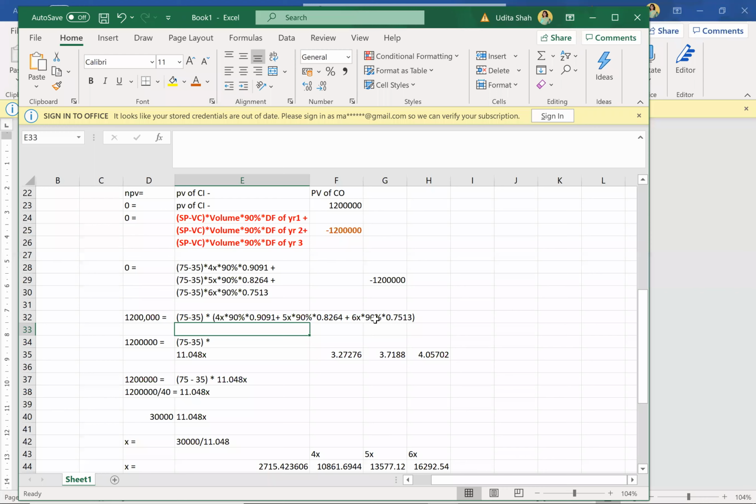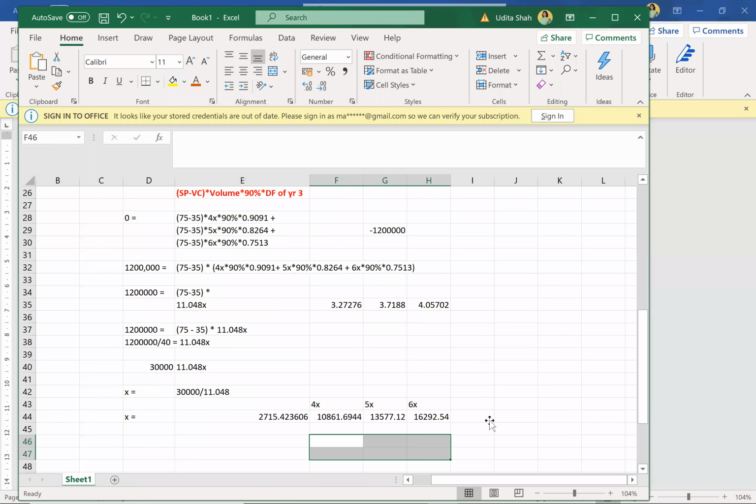Once you get the value of x, I don't want x. I wanted 4x, 5x, and 6x, right? So these are the figures. These are my new sales volume. What were my old sales volume? Old sales volume were 40,000, 50,000, and 60,000, right? So what is the change? Change will be this minus this.